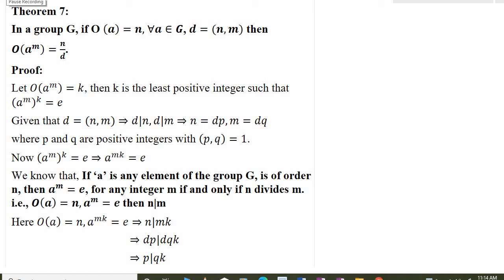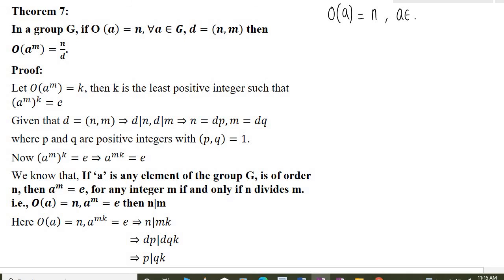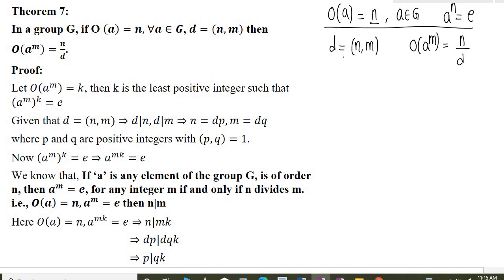So next theorem. In a group G, if order of A equal to n, which means A is an element of G and n is the least positive integer such that A power n is equal to E, and also given that D is the GCD of n comma m, now we have to prove that order of A power m equal to n by D. So, this is all given things. Now we have to prove that order of A power m equal to n by D.